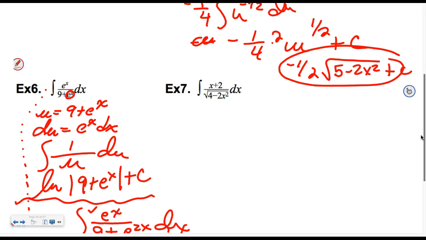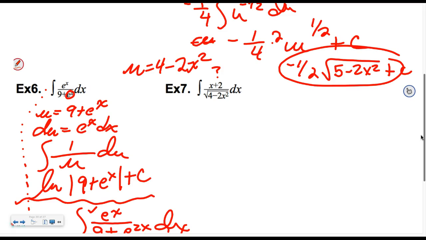Again, u sub's my go-to. I would think letting u be 4 minus 2x squared. Its derivative is negative 4x dx. There's no way I can generate that numerator. It's looking a little arcsiny, but that plus in there is causing an issue.